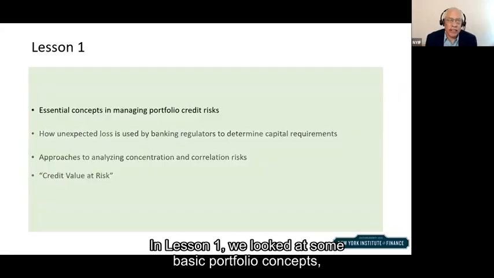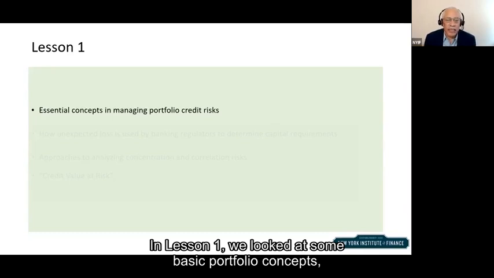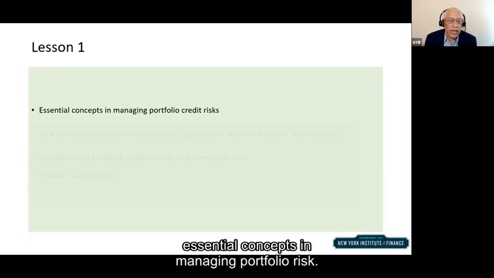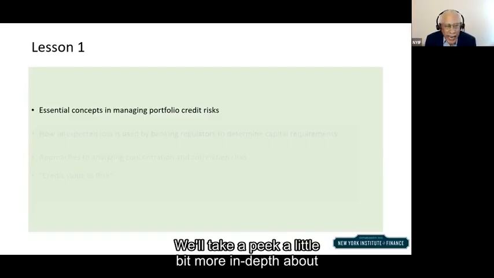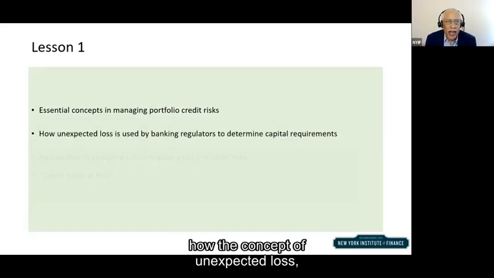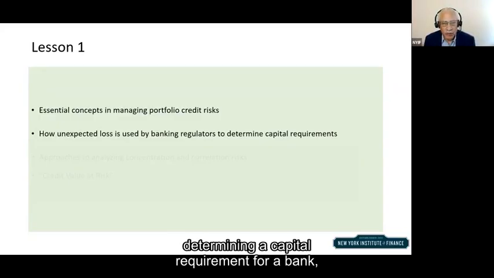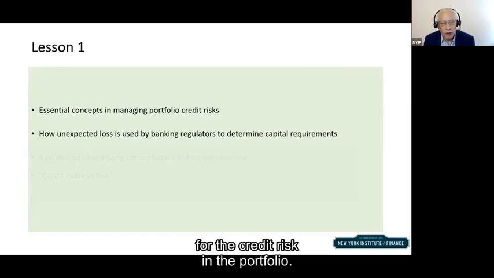In lesson 1, we look at some basic portfolio concepts, essential concepts in managing portfolio risks. That includes correlation and concentration, unexpected loss, and expected loss of the entire portfolio. We'll take a peek a little bit more in depth at how the concept of unexpected loss is what bank regulators look at in determining a capital requirement for a bank for the credit risk in the portfolio.